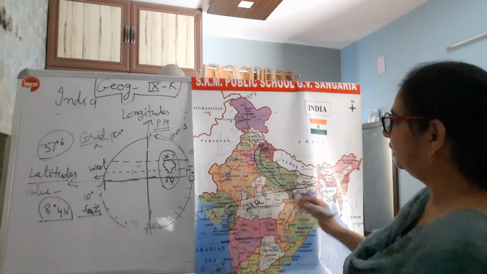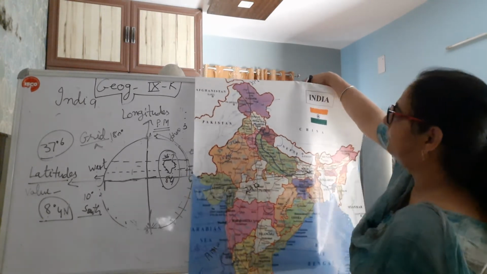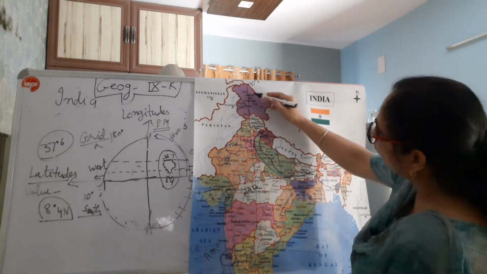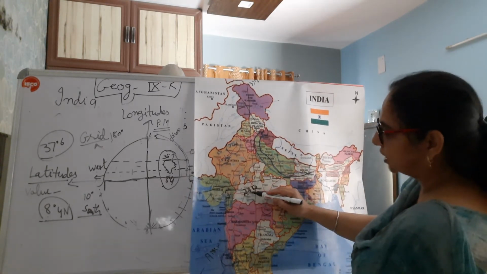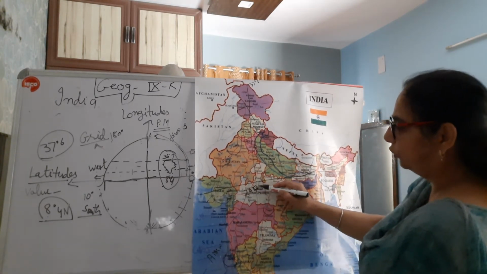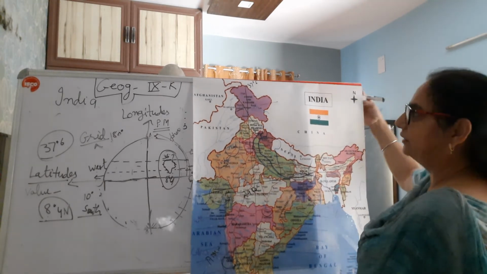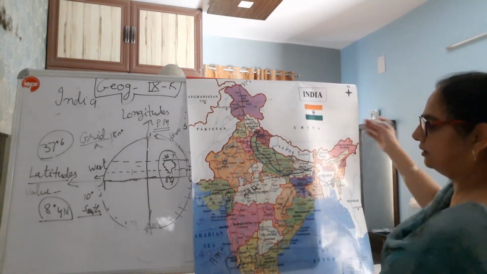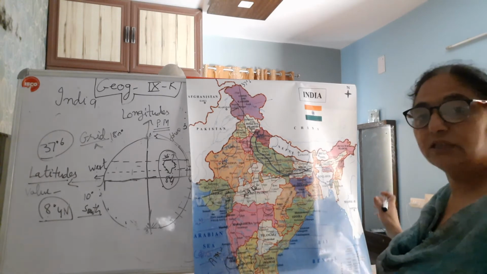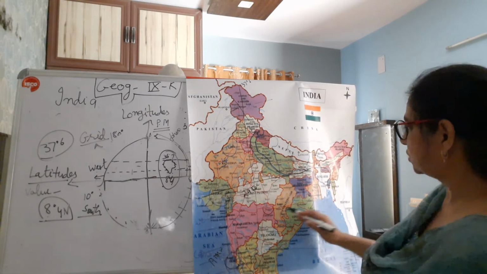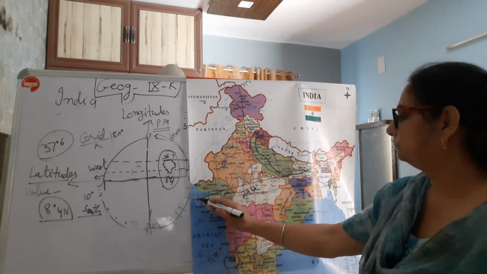Hopefully you are understanding. And exactly the same way, the length of this line is 2,933 kilometer. Its length is 2,933 kilometer. Then I am going to tell you about this one, right?